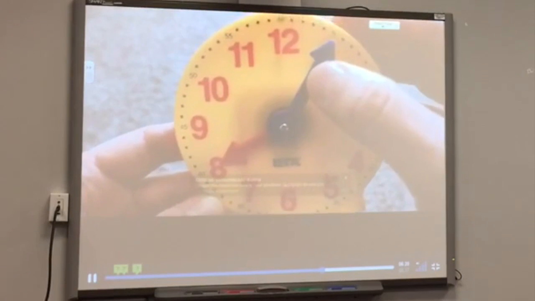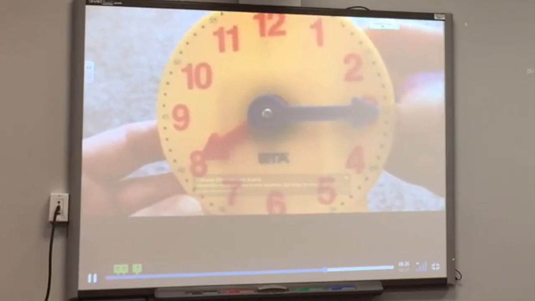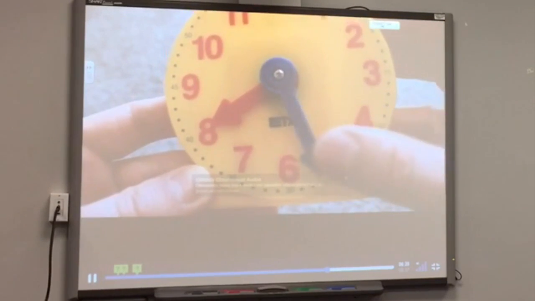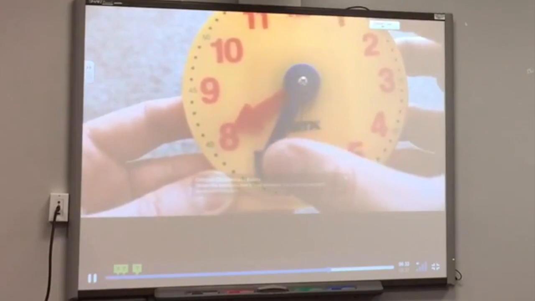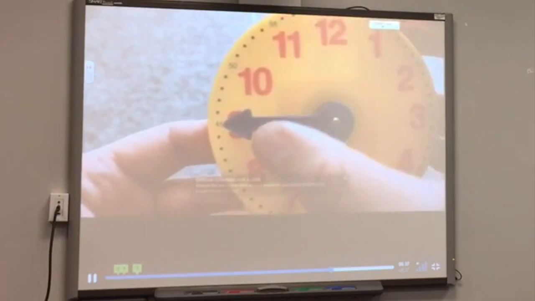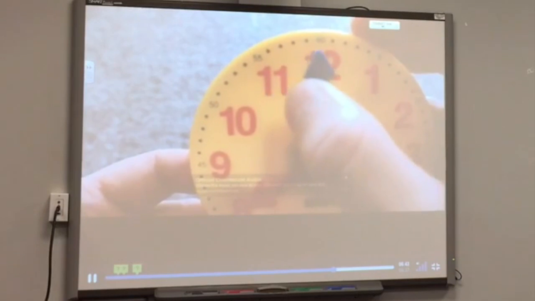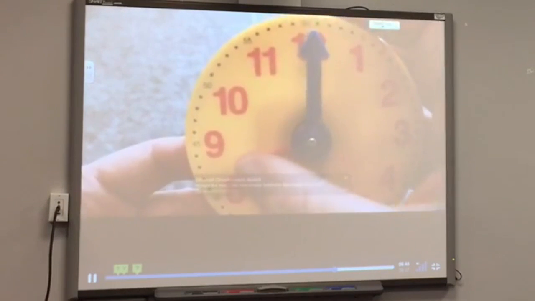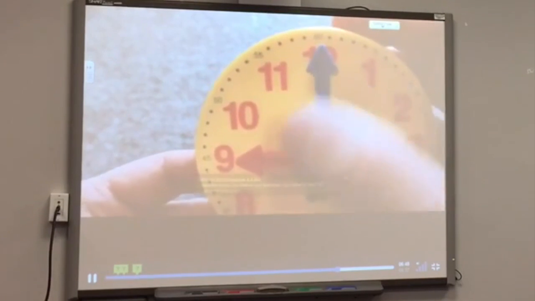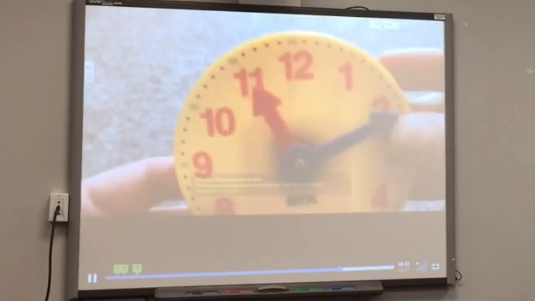So we go 8:05, 8:10, 8:15, 8:20, 8:25, 8:30, 8:35, 8:40, 8:45, 8:50, 8:55, and 8:60, or in other words, 9 o'clock. There we go. We go to 9 o'clock now. Let's fast forward here to 11 o'clock.